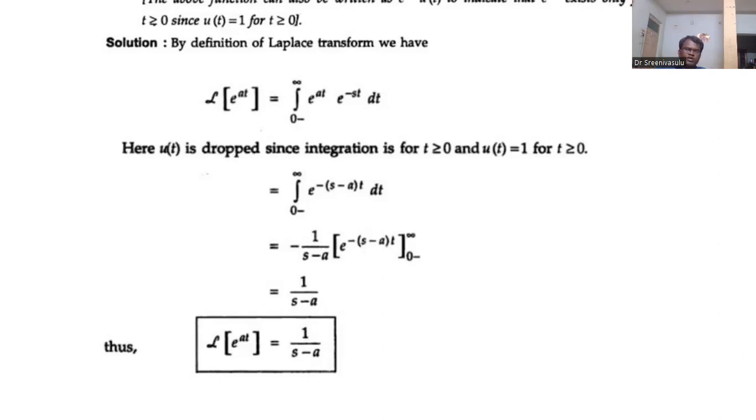So finally we get the Laplace transform of e power at u of t as 1 by s minus a. After getting this, we have converted from the time domain to the s domain.